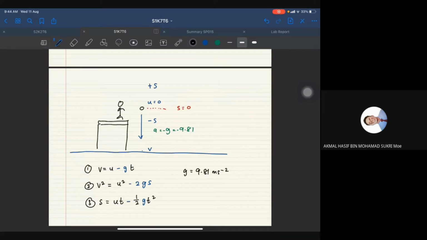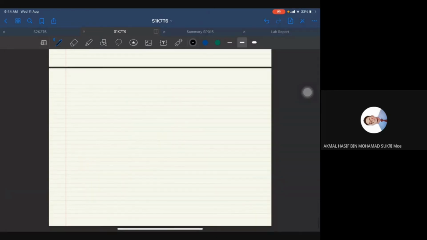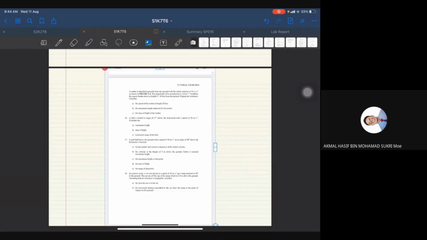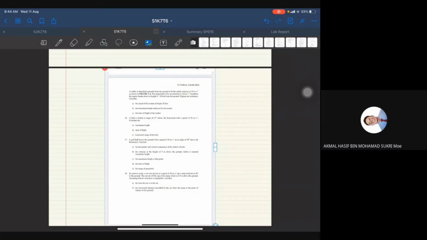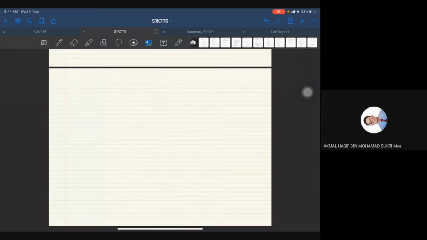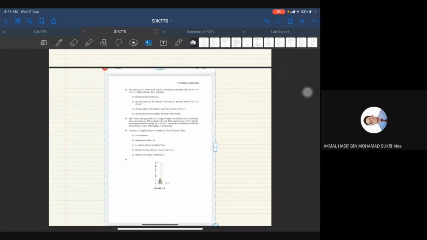Okay, let's look at one example. Then we get started. One example and then we take a break. Okay, so we are looking at question 14.